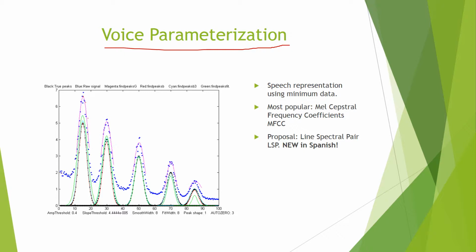The most popular is called the Mel-Frequency Cepstral Coefficients, MFCC, and the proposal here is to represent the signal using line spectral pairs, which has been used in other languages such as Japanese and English, but we haven't found a system that uses LSP for Spanish synthesis, so that's why we decided to test this parameterization and see how it performs compared to the classic MFCC representation.